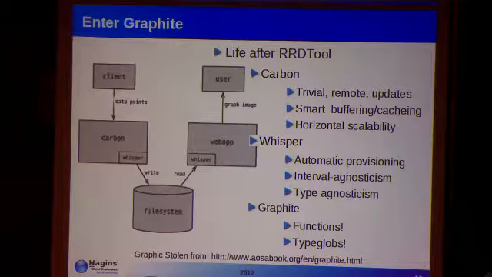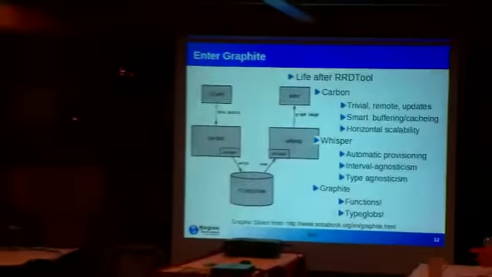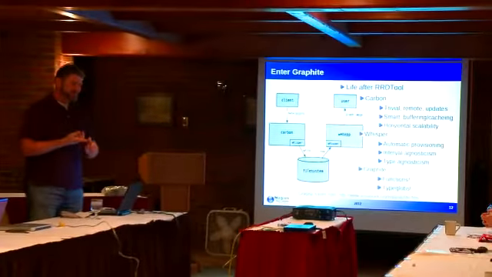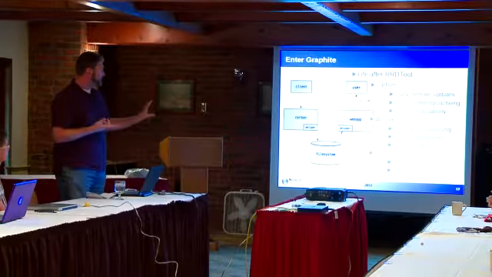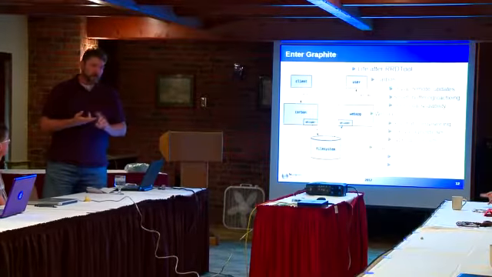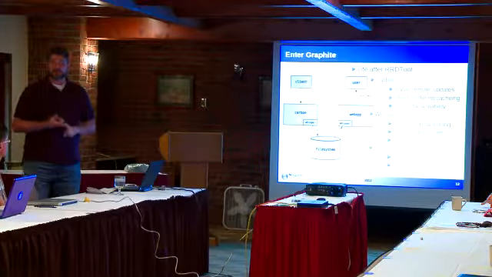Whisper, like I said, has interval and type agnosticism. This is something we should talk about, is type agnosticism. So in RRD tool, you give types of data. You give gauge, you give derivative, you give counter, you give other data types. It's like a quiz. Internally in Whisper, all data is stored as type gauge, which might sound really bad to you right now.